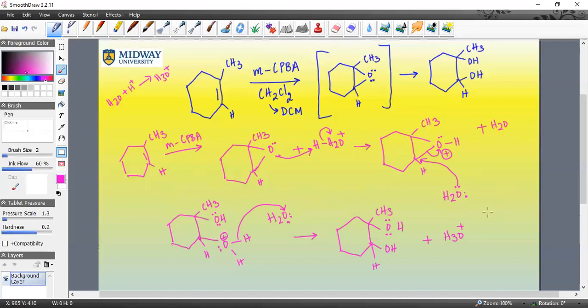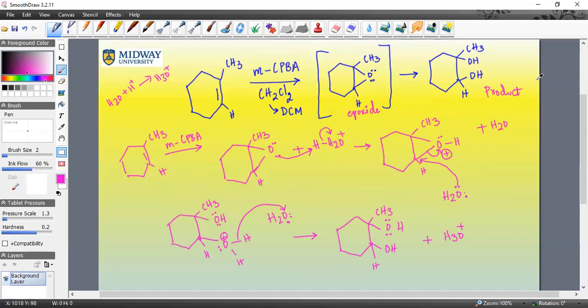But the overall rule of thumb, for any chemical reaction, you have to know the overall rule of thumb for that reaction. Whenever your goal is to have a diol formation, it means you have to use metachloroperbenzoic acid, and it reacts with a double bond and makes an epoxide. This right here is an epoxide, and then that in turn goes on to make your diol. So this is your product, right?